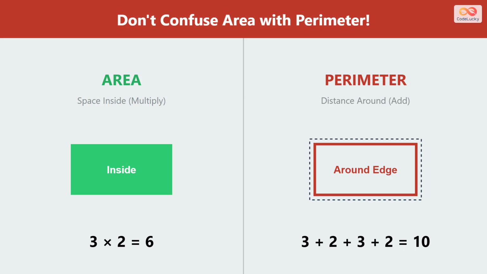Be careful not to confuse area with perimeter. Area is the space inside, where we multiply. Perimeter is the distance around the edge, where we add the sides together. Remember, for area, we want to know what is inside.